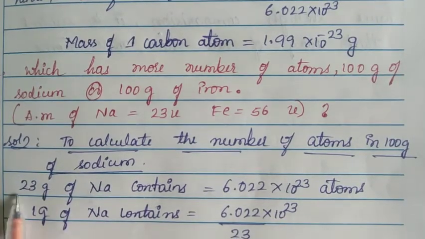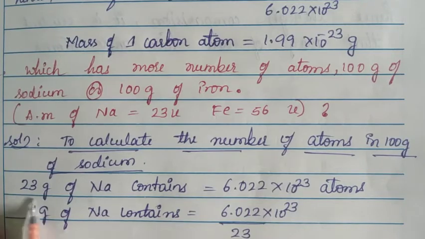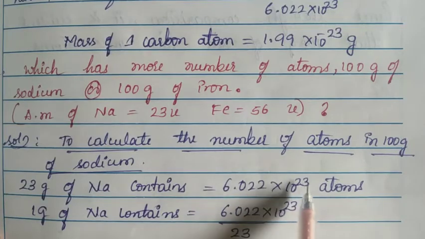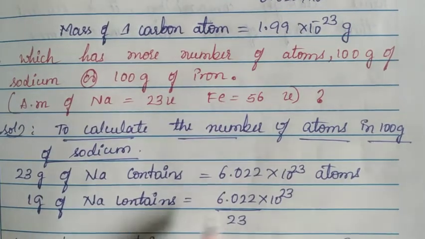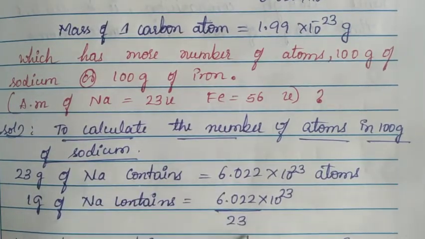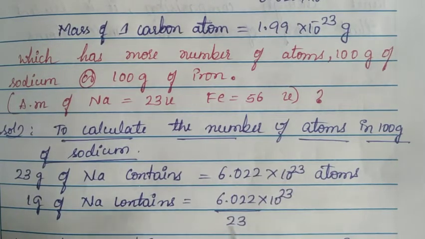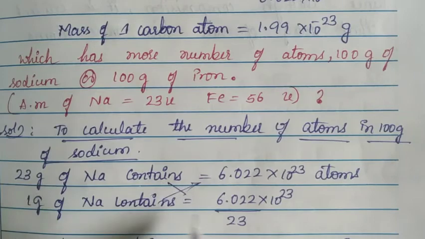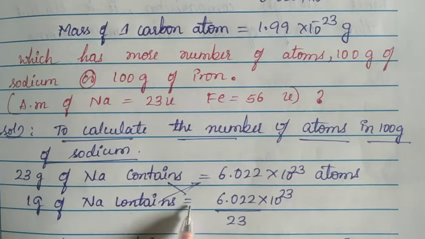Yes children, we know that molar mass of sodium is 23 gram. That 23 gram of sodium contains 6.022 into 10 to the power of 23 atoms. Yes, now 1 gram of sodium contains, do now cross multiplication, we get here 6.022 into 10 to the power of 23 divided by 23. 1 is multiplied with this much and 23 comes to the denominator. This indicates 1 gram of sodium containing atoms.